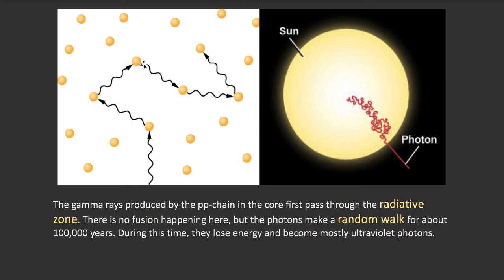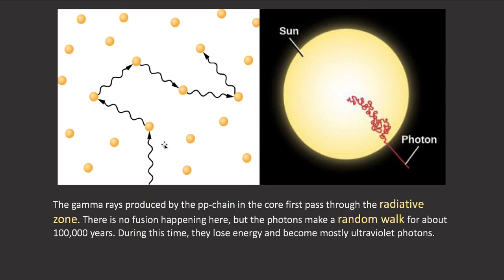This random sequence of collisions is called the random walk, and the radiative zone is where the random walk happens. Light moves extremely fast, but the material of the sun is so dense that it takes 100,000 years for that gamma ray to make it from one side of the radiation zone to the other. During that time, with every collision with a hydrogen atom, it loses a little bit of energy. The gamma ray hits this proton, and that collision means the proton gets some of its energy. What happens when a photon loses energy? Its wavelength gets a little bit longer.